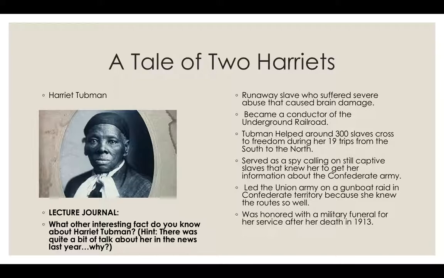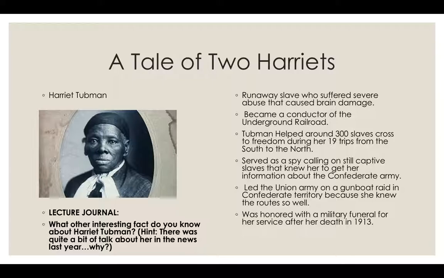Now, there's a few things I want you to consider about that. First, Harriet Tubman was a former slave. Second, she was a woman. Third, she was black. And fourth, this was over 100 years ago. And yet she was still given this very prestigious honor of a military funeral. I think that speaks to tell us how important Harriet Tubman is to American history.